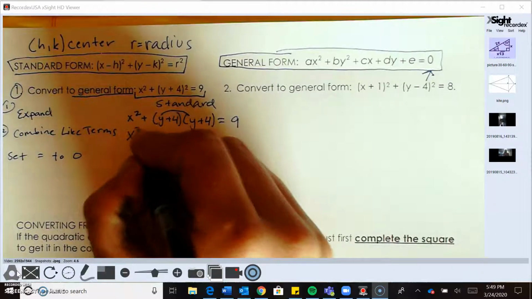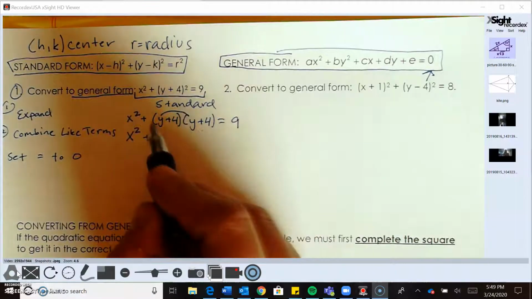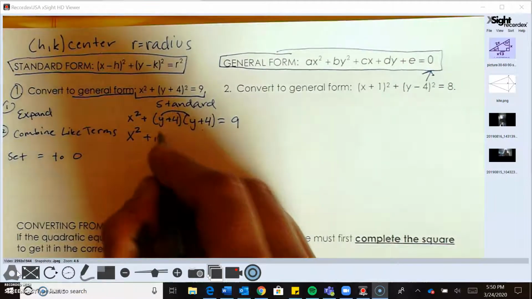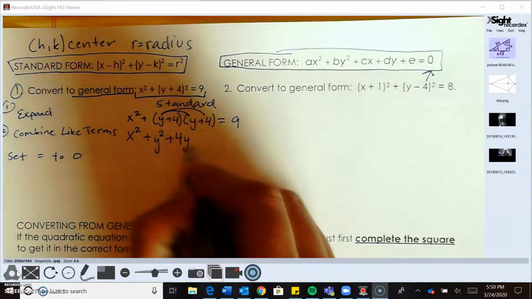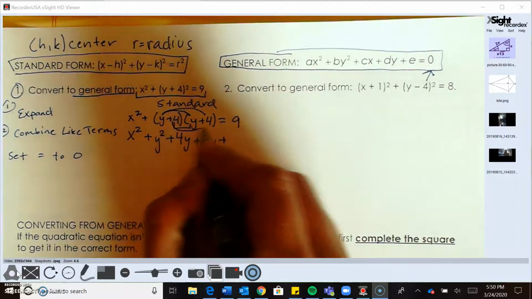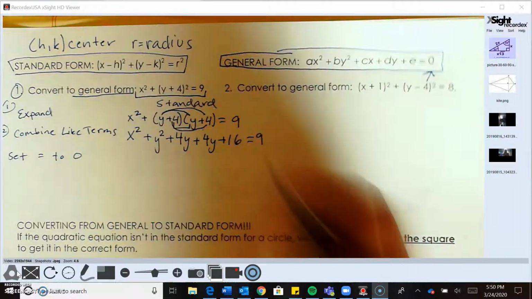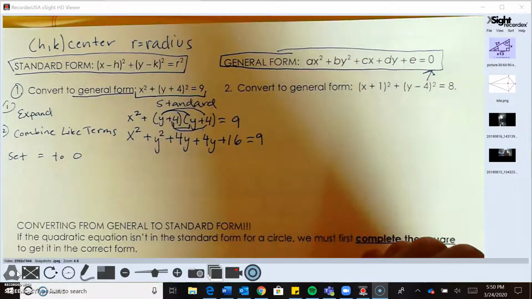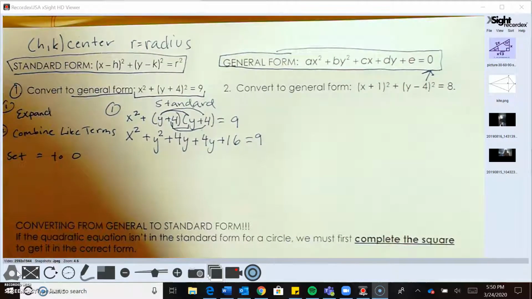So I have x squared plus, now we're going to FOIL y plus 4 times y plus 4. Y times y is y squared. Outside, y times 4 is plus 4y. Inside, 4 times y, so plus 4y again. Last, 4 times 4 is 16. And I still have my 9 on the right-hand side. Okay, so that's step 1. I'm now fully expanded. All we did is wherever we had a binomial square, we wrote it twice and FOILed it out.